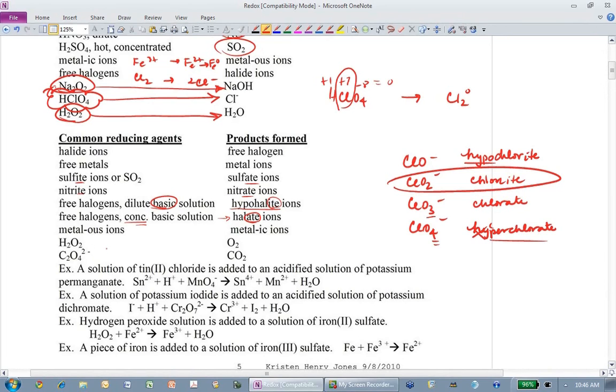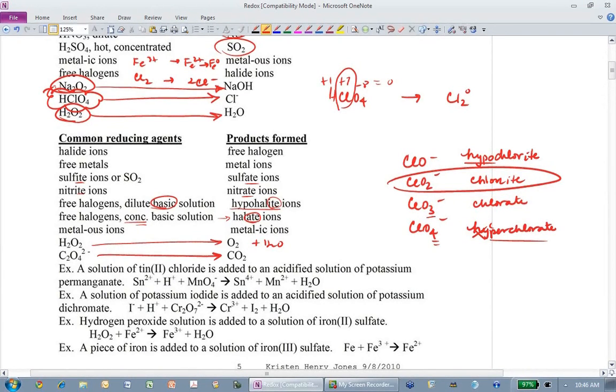All right, then peroxide, hydrogen peroxide is going to form oxygen and water. And oxalate, which is my personal favorite polyatomic ion. Everyone needs their favorite polyatomic ion. This one's mine. Get your own. It is going to make carbon dioxide.